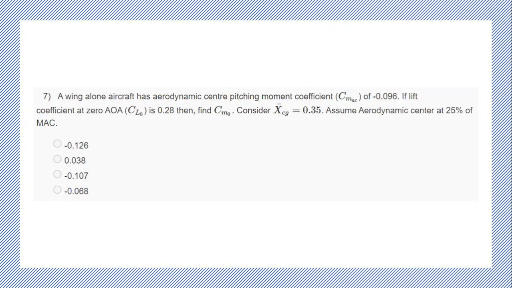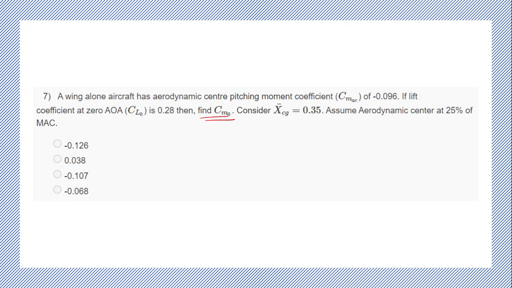Next question. A wing-alone aircraft has an aerodynamic center pitching moment coefficient, that is CMAC, of minus 0.096. If the lift coefficient at zero angle of attack is 0.28, find Cm0. They've given you x bar Cg, and assume that the aerodynamic center is at 0.25 Mach. So how do we proceed with this? They've asked you to find Cm0. Take a second to think about it.